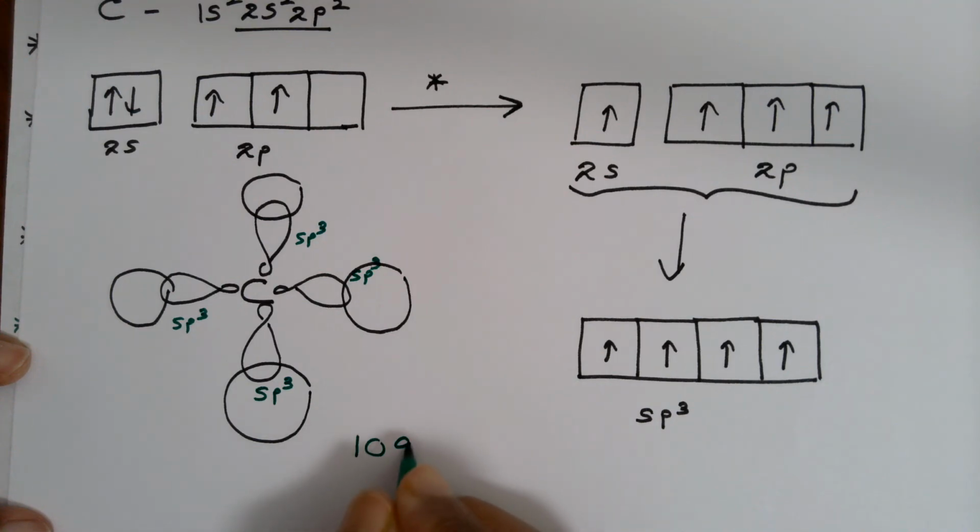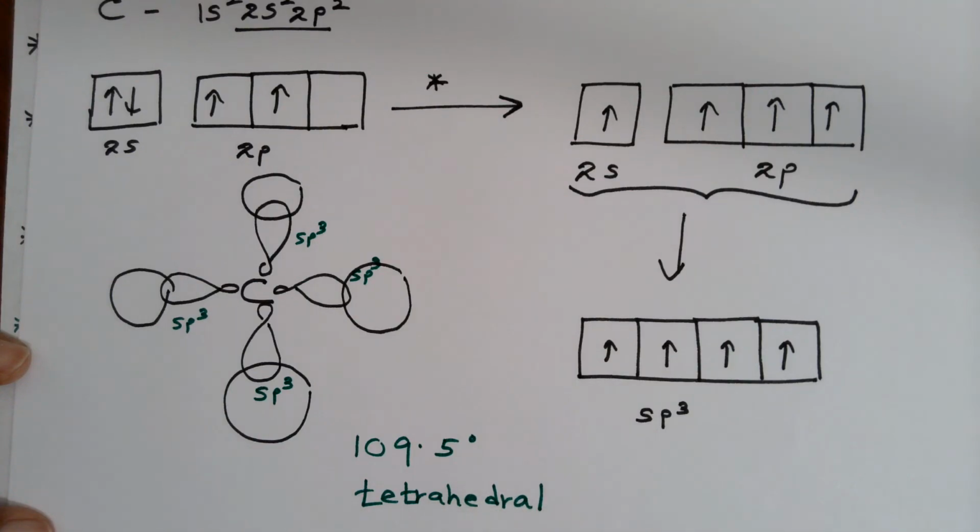This is 109.5 degree bond angle with tetrahedral geometry. Four bonds and zero lone pairs according to VSEPR theory, tetrahedral. I hope you all understand now what is the meaning of hybridization and what are the steps we can use to find out the hybridization.